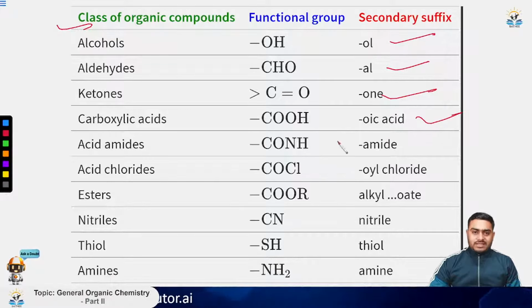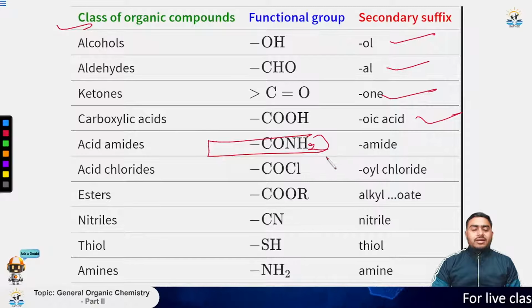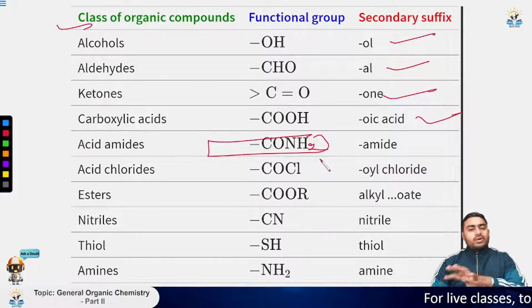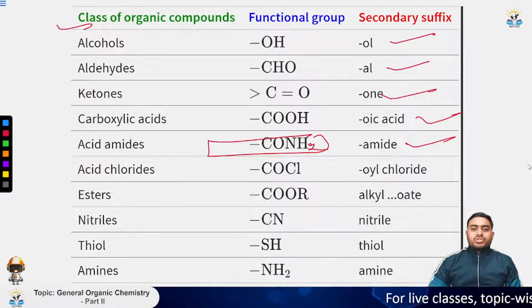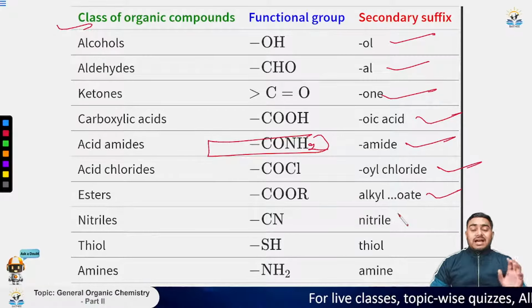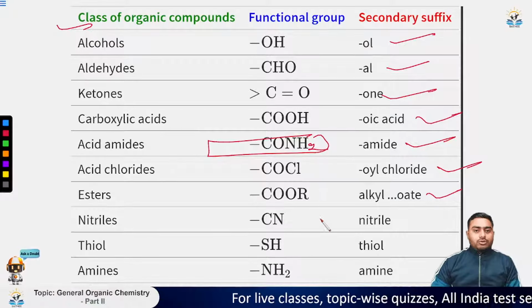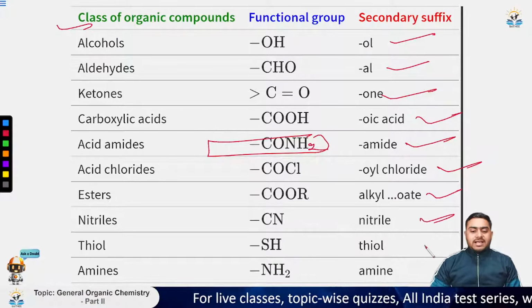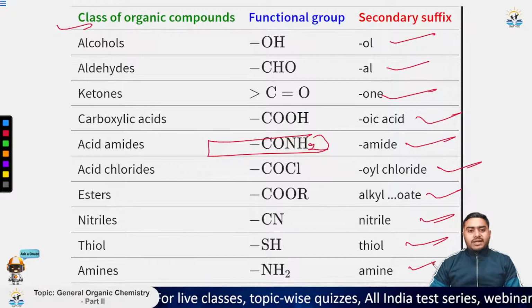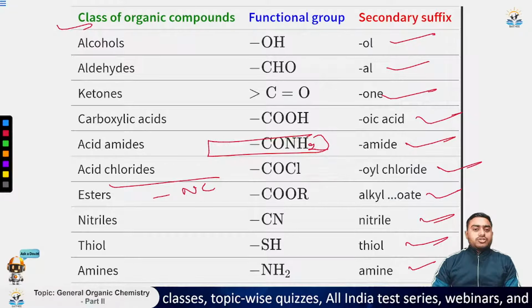Carboxylic acid, oic acid. Amides, CONH2, this is an amide. Acid chloride, COCl, oyl chloride we have to use. For ester we have to use alkyl, then oate. Oate is the suffix and alkyl is the another part. We will be discussing that also. CN nitrile, SH thiol, NH2 amine, right? Similarly, NC will be isonitrile, like this.